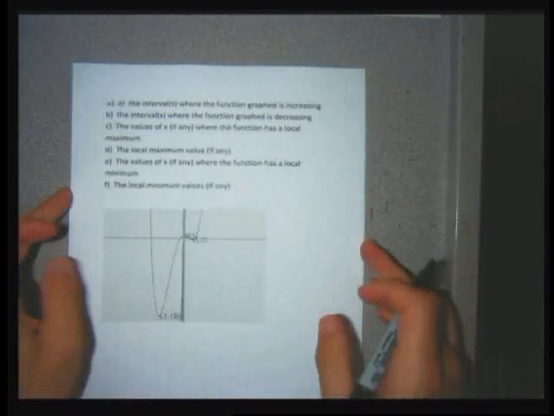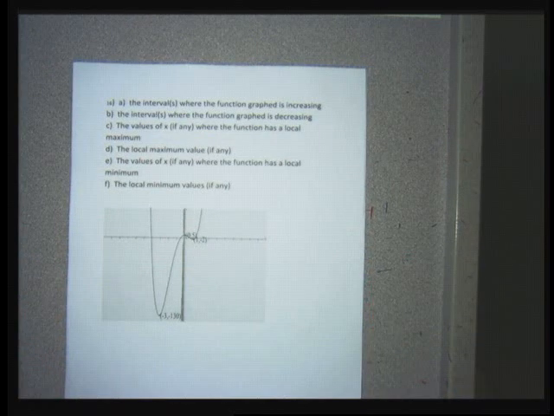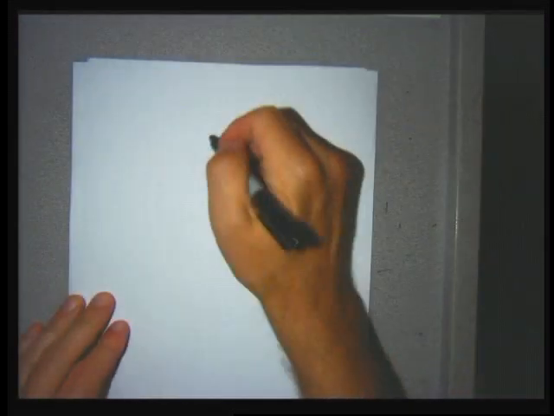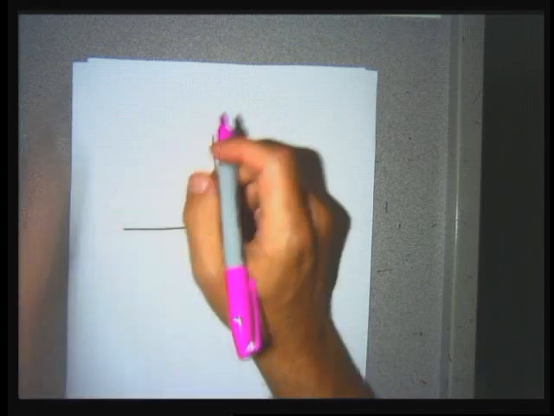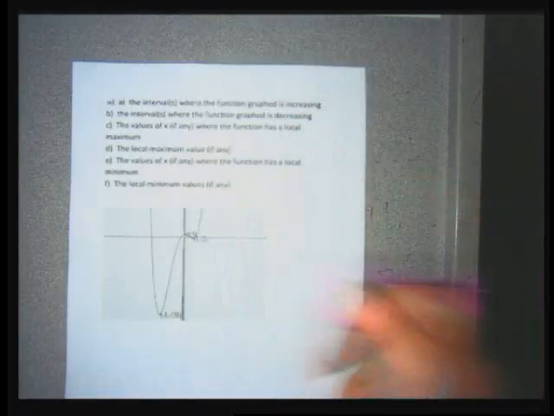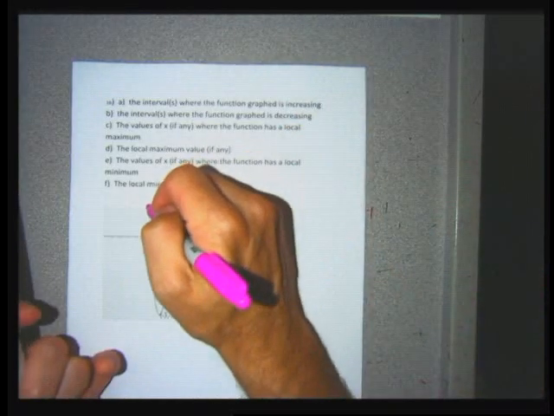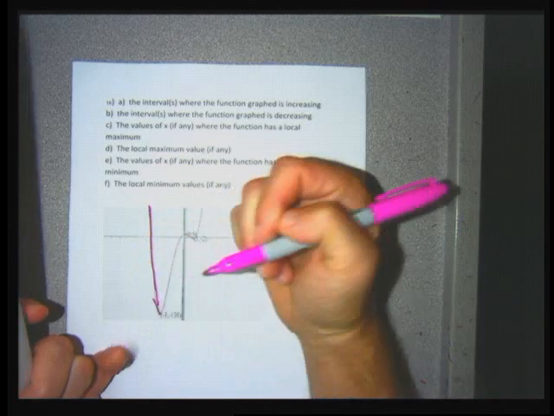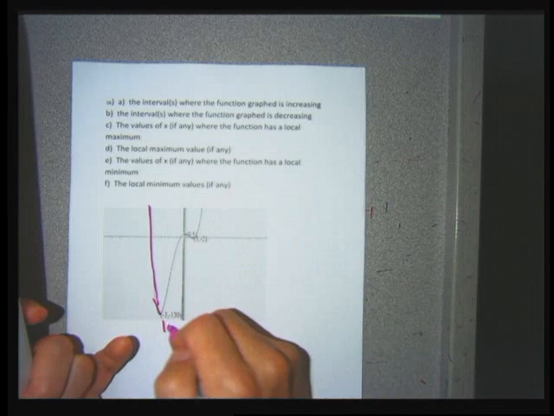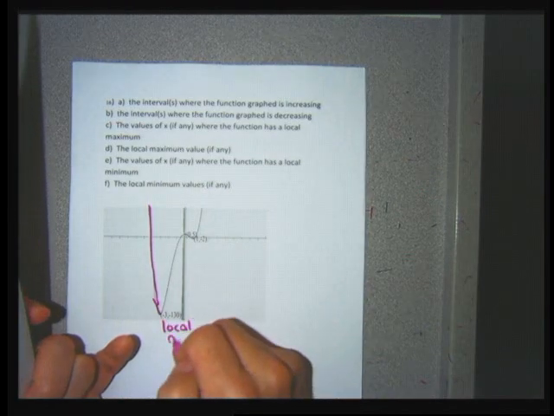So I'm going to look at this graph closely, and I'm going to break it up into regions. So the graph looks like this. The first region is this region right here, between the edge of the graph and this local minimum. This right here is a local minimum. It's a low spot.